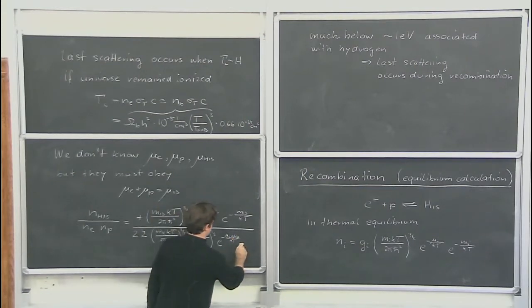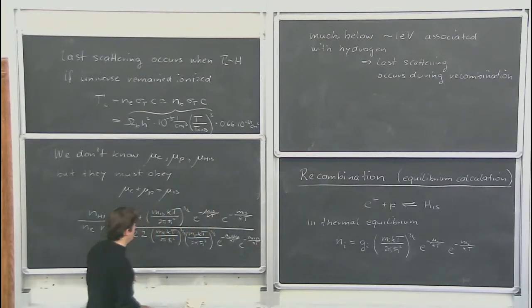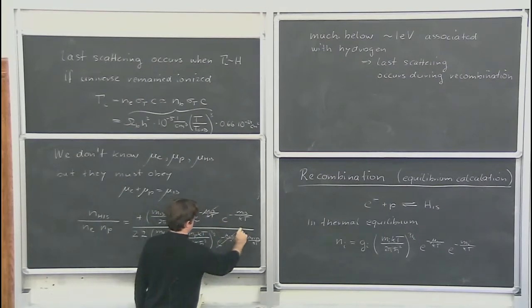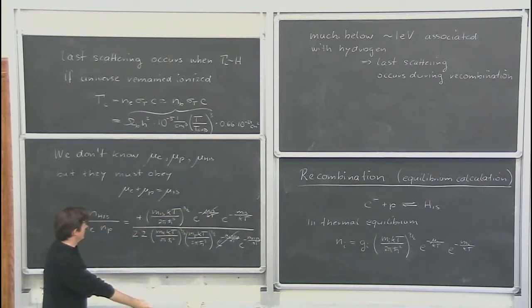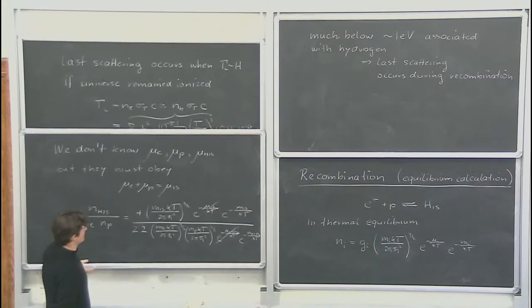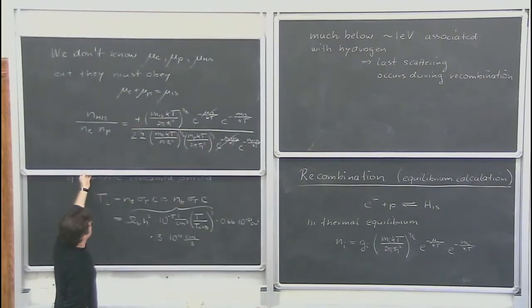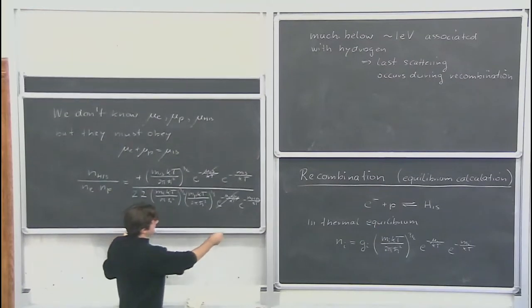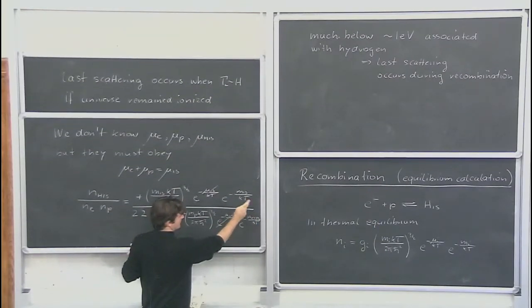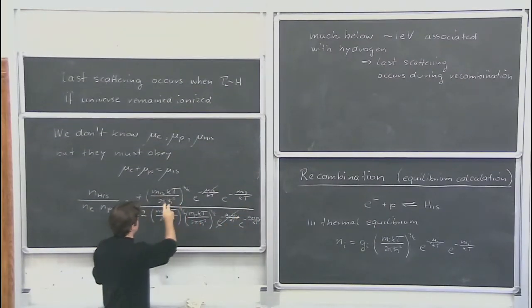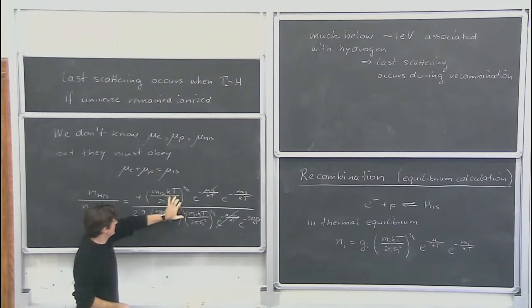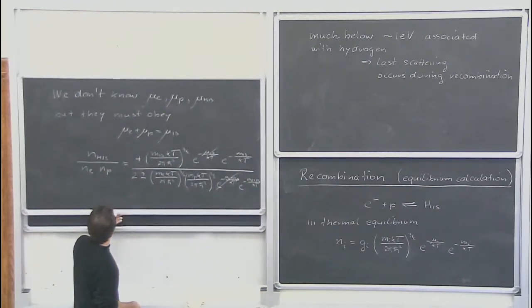And then we have, let me still squeeze it in here, minus mE plus mP over kT. And so you see that by construction now, the chemical potential, this one cancels this one. This is why we're writing this ratio. And then also, we'll keep the difference in the masses, or the binding energy, in the exponential, but we're not keeping the binding energy in this part here, so we can neglect it here.